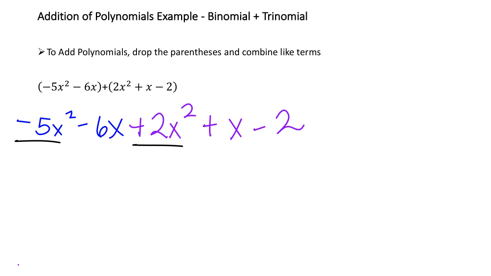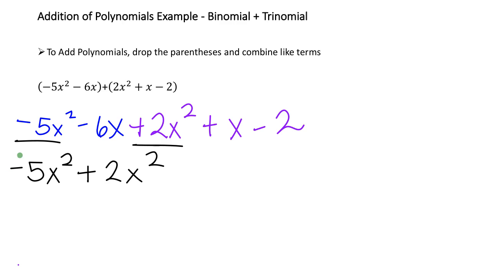Now to combine like terms, I can bring them down if you want. You don't have to do this, but if it's easier for you to look at those two together, go ahead and do that. So looking at these, when we combine like terms, we will be adding or subtracting the coefficients in front, keeping our variable the same. We don't change the variable.